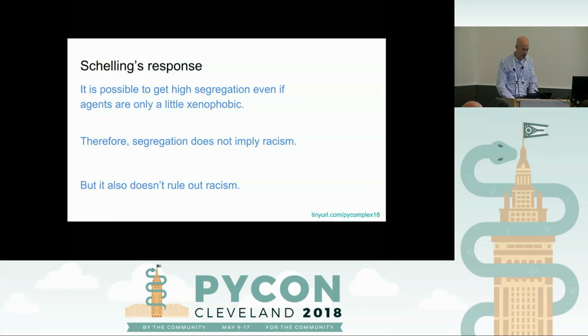Good, OK. So this is possibly Schelling's response: it is possible to get high segregation even if the agents are only a little bit xenophobic, and therefore you cannot draw the inference in the other direction. Just because you see segregation doesn't necessarily mean that there's racism. I will also point out it doesn't rule out racism as an explanation either. It just means that it's not logically required to produce segregation.